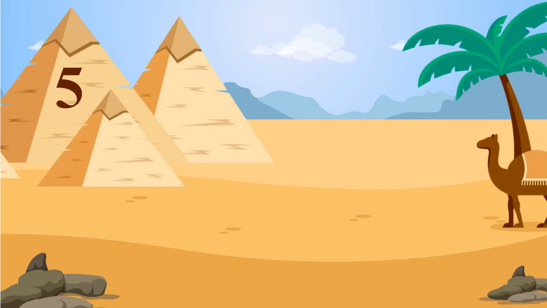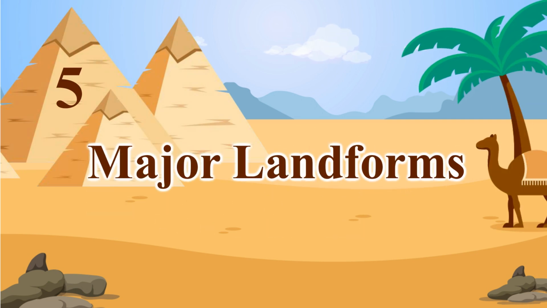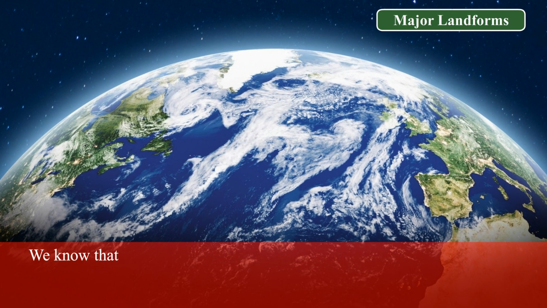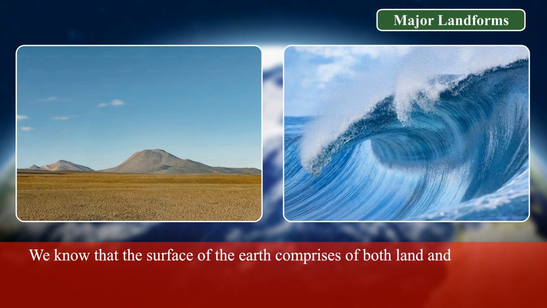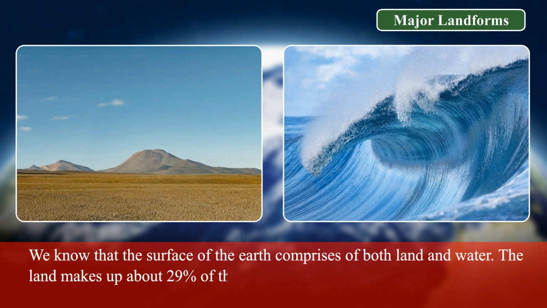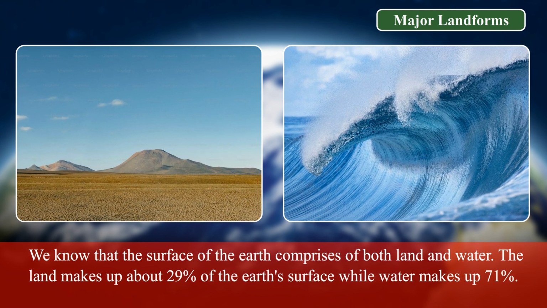Chapter 5. Major Landforms. We know that the surface of the earth comprises both land and water. The land makes up about 29% of the earth's surface, while water makes up 71%.